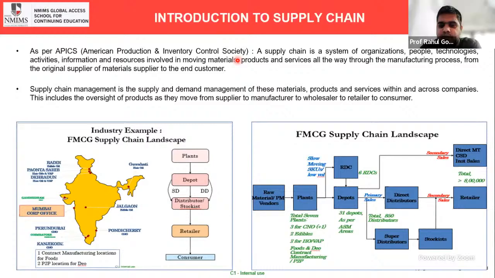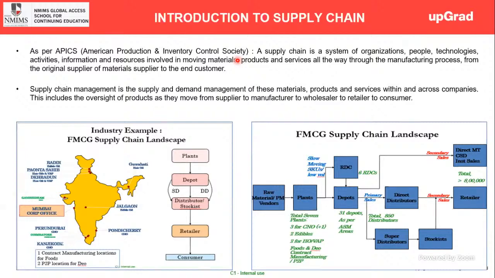So let me ask you a question. The observation is right: they are first moving the slow moving SKUs to regional distribution centers, which are 6 in number, and then from the regional distribution center they are moving it to depots. So for slow moving SKUs, the cost is additional. So it is not less. It's an added step in the supply chain, one extra movement to the RDC and then to the depot.